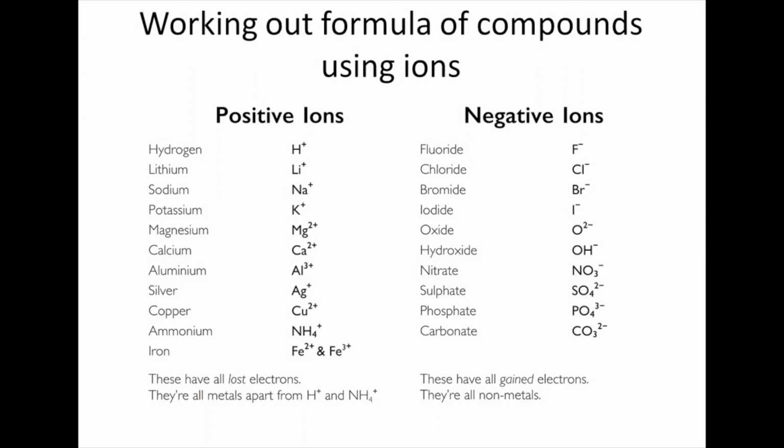Right, to work out the formula of something, you will be given this list of ions. And all you need to worry about is some are positives, some are negatives. And when you're working out the formula, you will have an element that will be positive and you will have an element that will be negative.